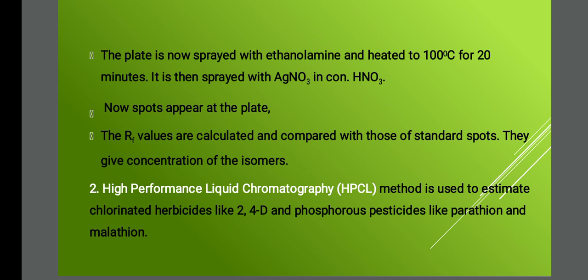I'll repeat the method once again. The sample of benzene hexachloride, which you need to determine, is dissolved in benzene and spread over a glass plate coated with silica gel. You take a glass plate coated with silica gel, and over this you spread the sample.